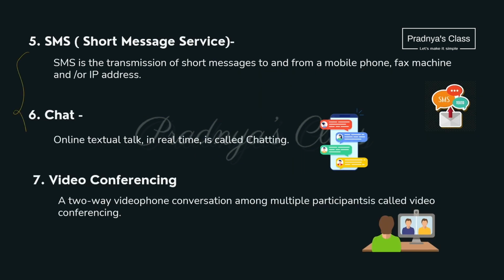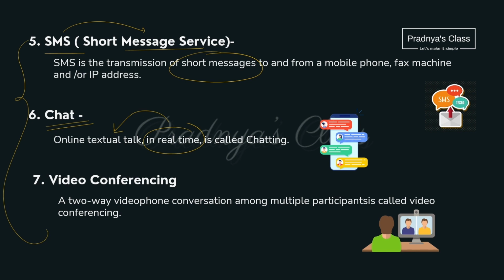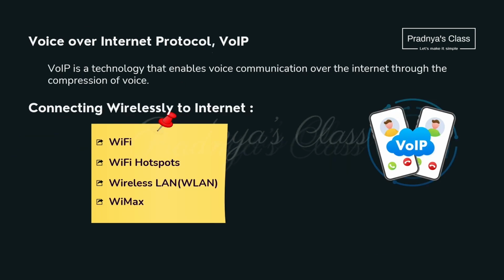Here are some other options with which we can communicate. SMS is short message service through which we can send or receive short messages. The second one is chat. In real time we can send textual messages. Followed by video conferencing. It's a two-way video phone conversation in which there can be multiple participants. Here is one more important protocol, that is Voice over Internet Protocol. Remember the full form. With the help of this technology, we will be communicating through voice. It's just like a WhatsApp call.